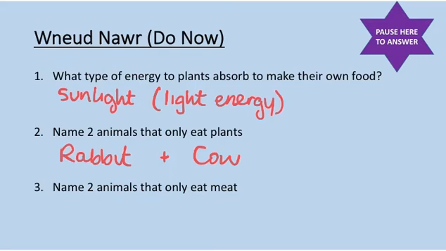And number 3 is the same. Name 2 animals that only eat meat. So I'm just going to pick 2 random ones. I'm going to say lion and a fox. Okay, so as long as you've picked 2 animals that only eat meat, that's right. Okay, so give yourselves a mark out of 3 for that, and we'll move on to today's lesson.